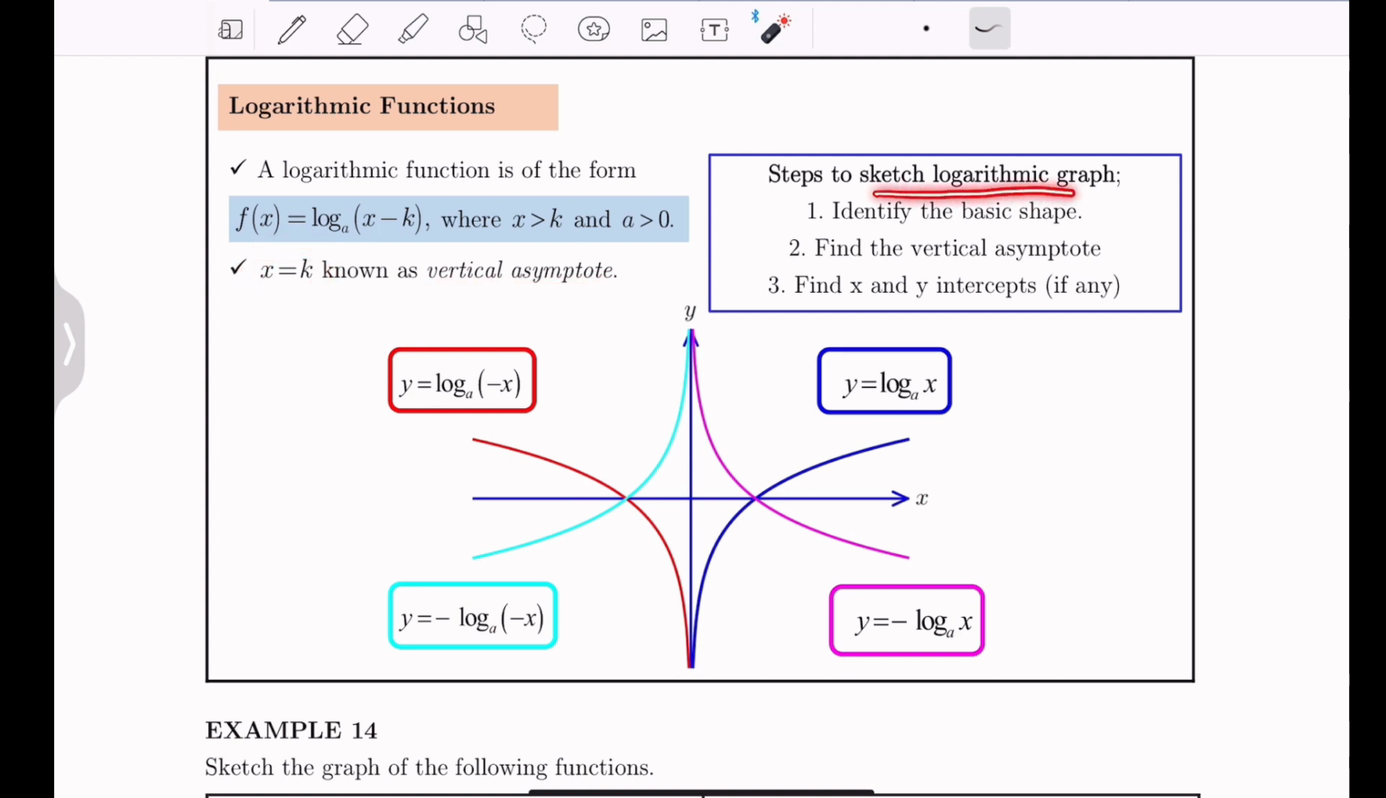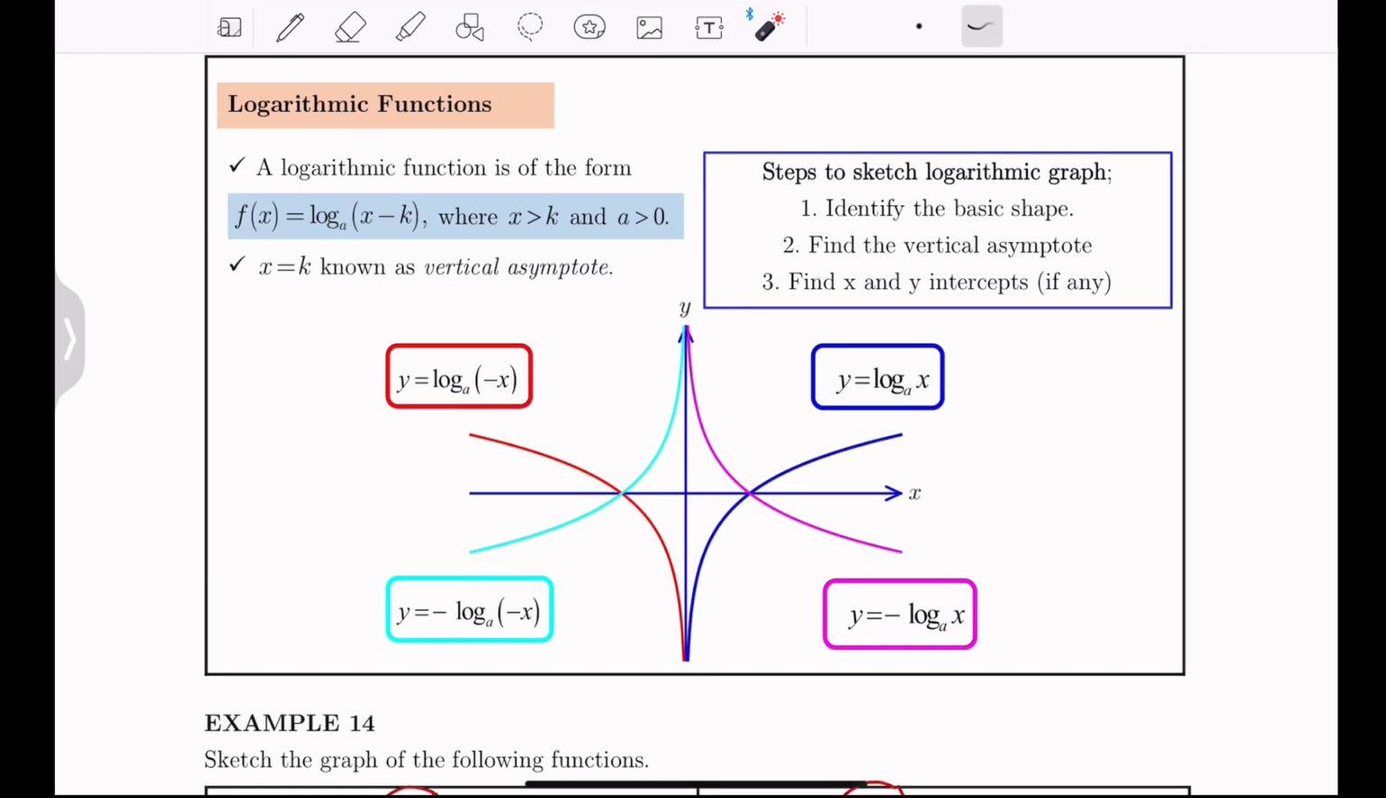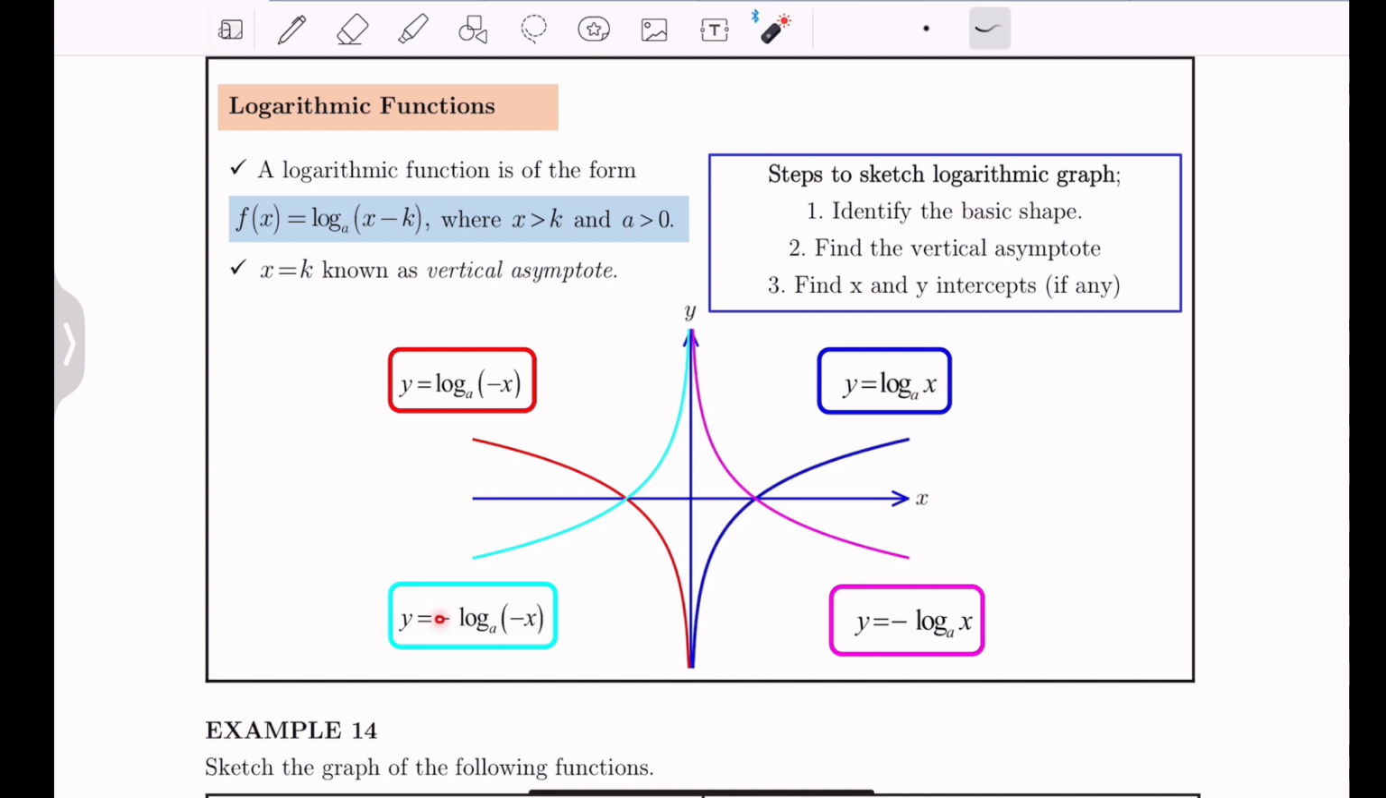So this is the equation for the vertical asymptote. So to sketch a logarithmic function, first we have to identify the basic shape. For y equals positive log positive x, this is the shape for the graph. For y equals positive log negative x, this is the shape of the graph. For y equals negative log positive x, this is the shape of the graph. For y equals negative log negative x, this is the graph.